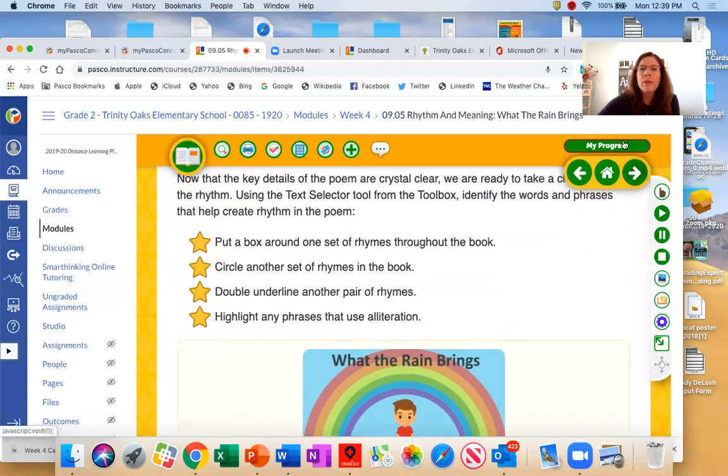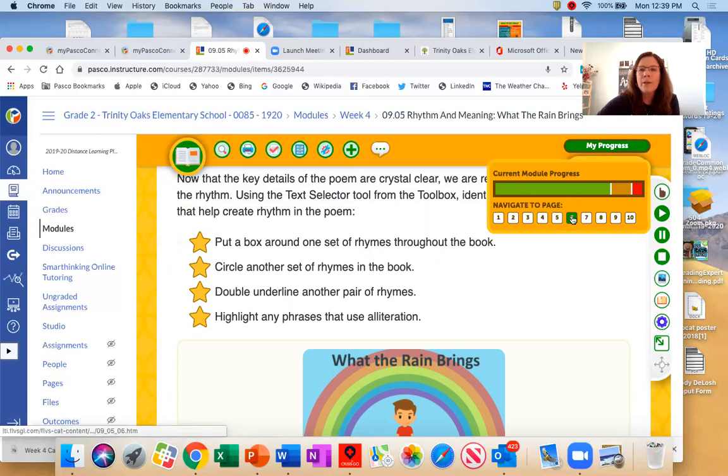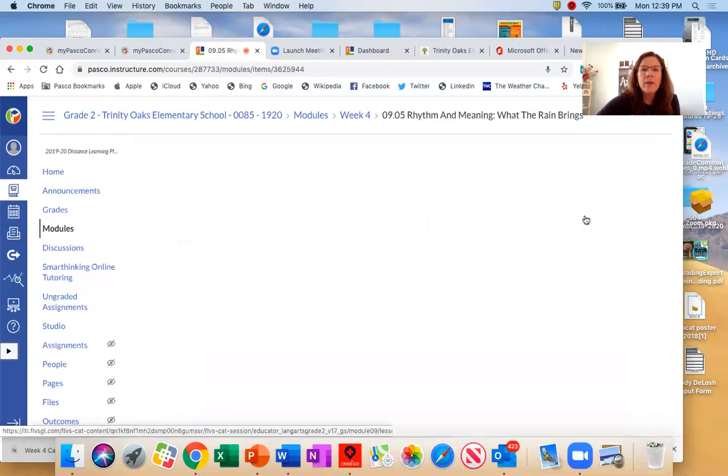All righty. Going to my progress, that was page 6. Page 7.